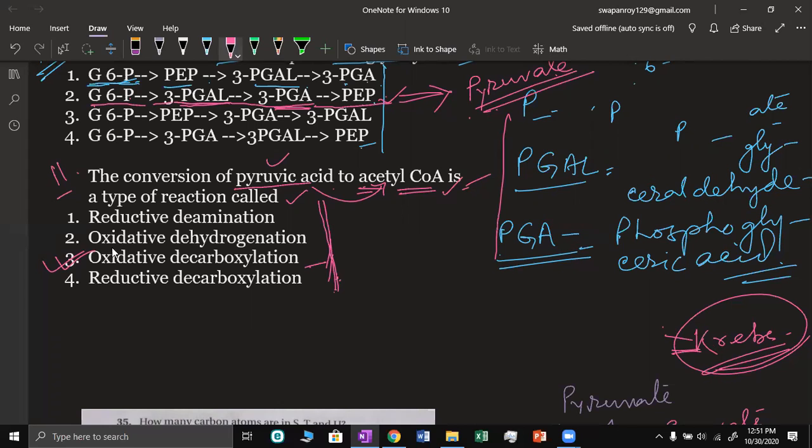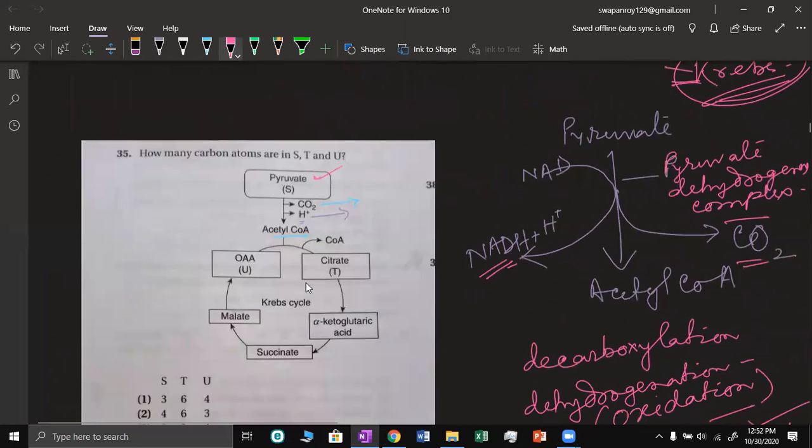Oxidative and dehydrogenation are the same thing, because by dehydrogenation oxidation takes place. So here, oxidative decarboxylation. Option number 3 in question 11.